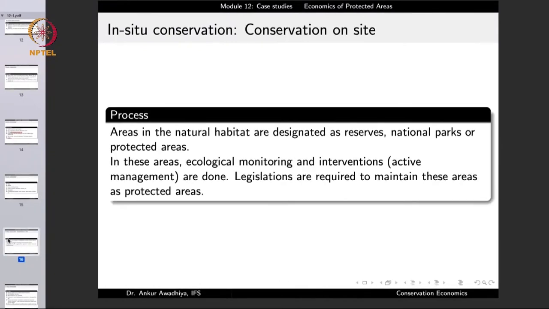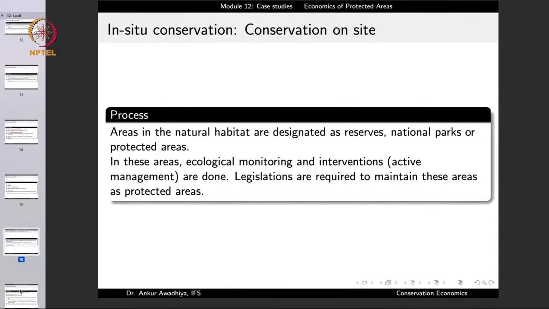The other mode of conservation is in situ conservation, which is conservation on the site. So in this, areas in the natural habitat are designated as reserves, national parks, or protected areas. And in these, ecological monitoring and interventions such as active management are done, and legislations are required to maintain these areas as protected areas.